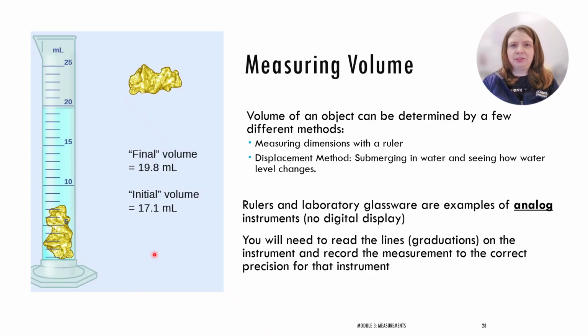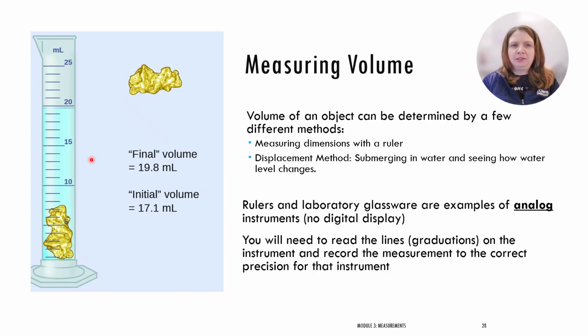Other lab instruments are analog, meaning they have printed lines or divisions rather than a digital display. For analog instruments, it's our job to interpret the spacing of those lines to determine the instrument's precision. The image shown here is a graduated cylinder. It has labeled markings at 10, 15, and 20 milliliters, with smaller lines in between representing 11, 12, 13, and 14 milliliters.